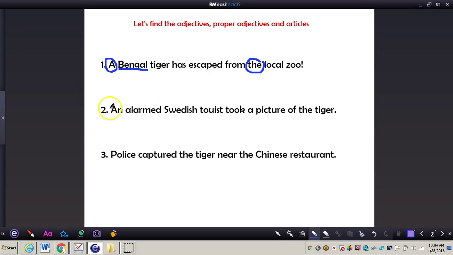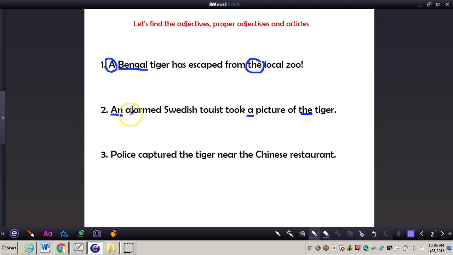So some articles here. We have an, a, and the. Now remember, you use an whenever the word that it's modifying begins with a vowel sound. You use a as an article whenever the word that it's modifying begins with a consonant sound. And then also the is used when it's modifying a specific noun. Okay, so those are all the articles.